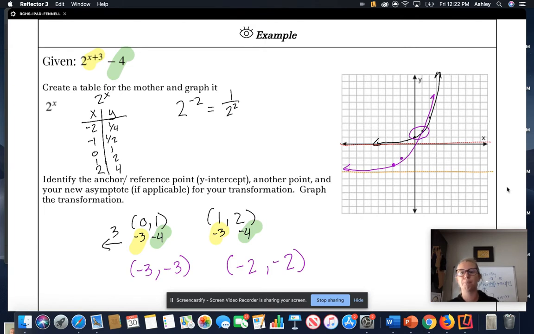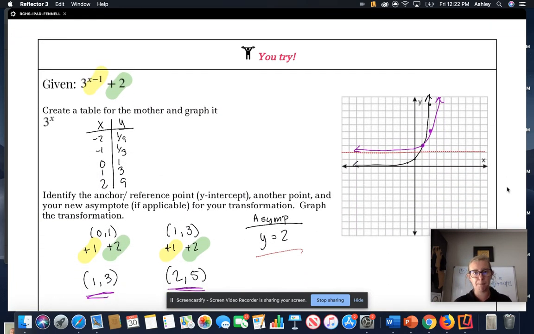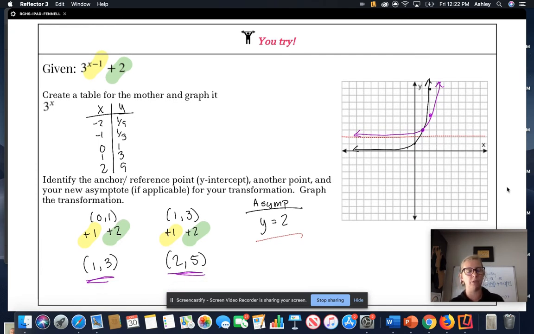And again, the more points you plot, the more accurate your graph is going to be. You absolutely must show me 2 points and your asymptote in order to get full credit on a graphing problem like this. All right, let's go to the U try. I've already set this one up so that for the sake of time, hopefully you tried it on your own first.